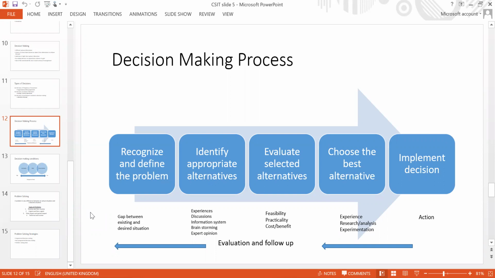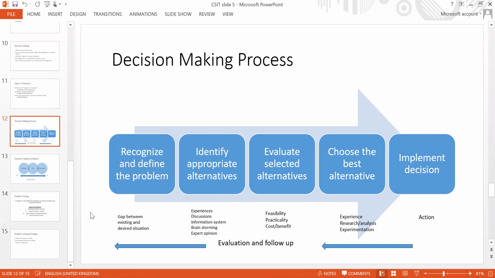It's your existing situation and your desired situation. If there is a gap between your existing situation and your desired situation, then that gap itself is the problem. Now you have to fulfill that gap. Fulfilling that gap is bringing about a solution to the problem, and that is the point where decision making starts.